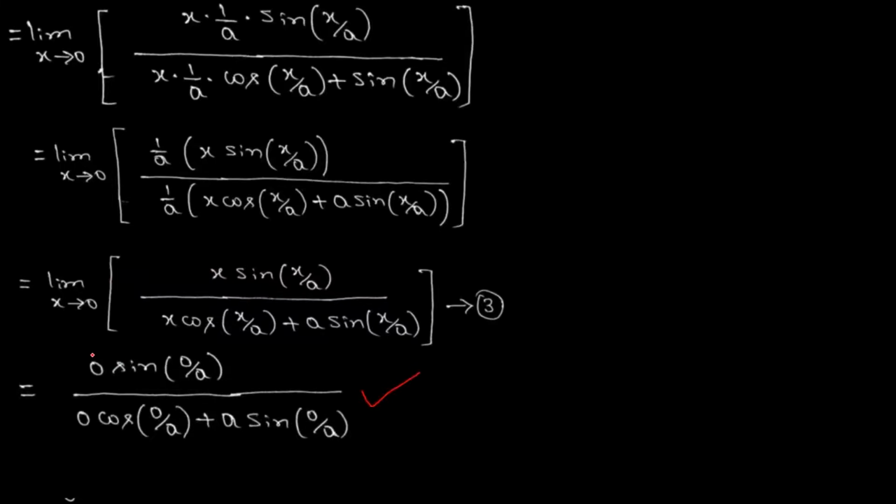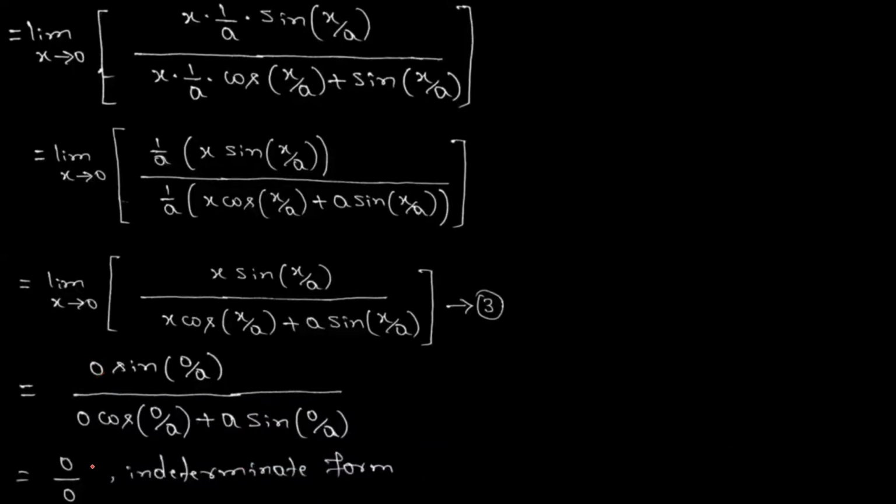In the numerator, because of this 0, the whole numerator will become 0. And here in the denominator, 0 into cos is 0. In this second term, sin 0 is 0, so a into 0 will be 0 again. The whole denominator is becoming 0. So it is again 0 by 0 form.